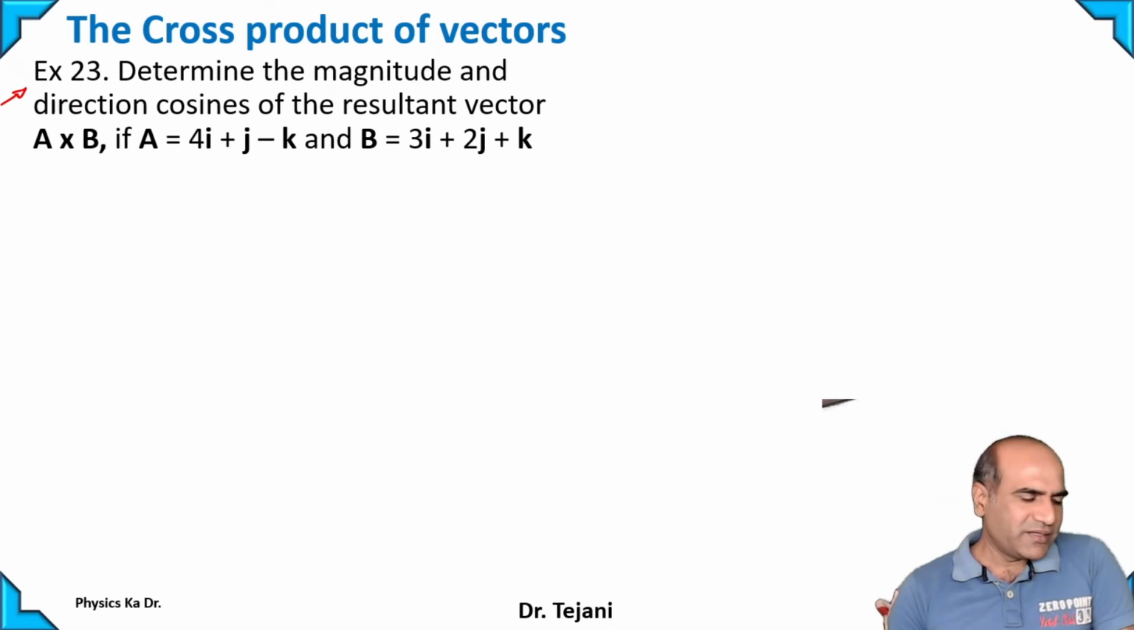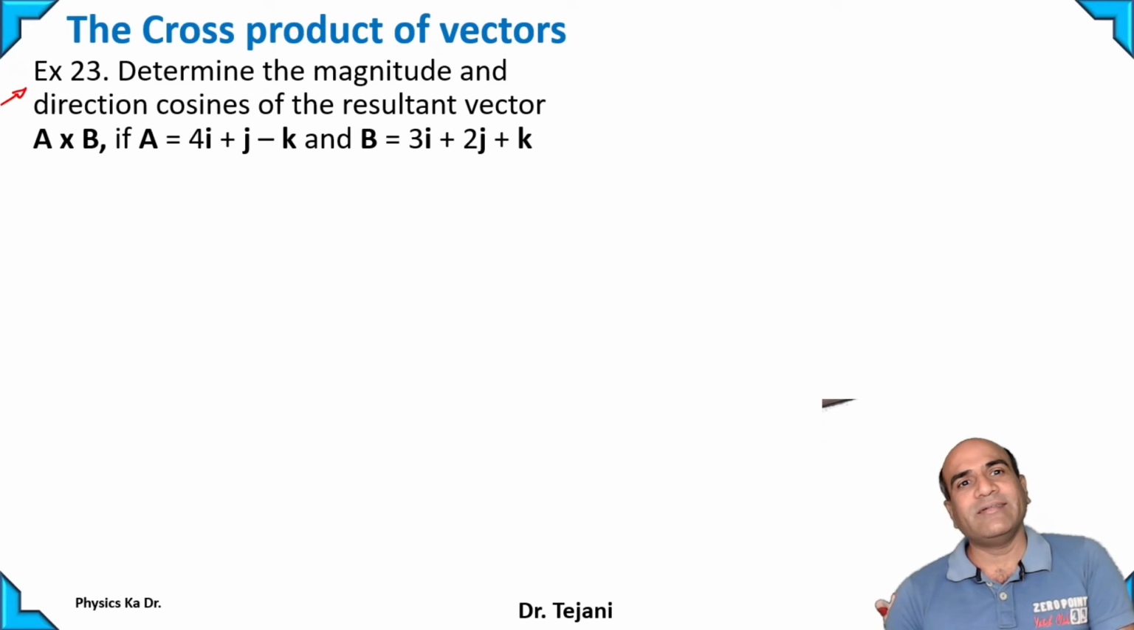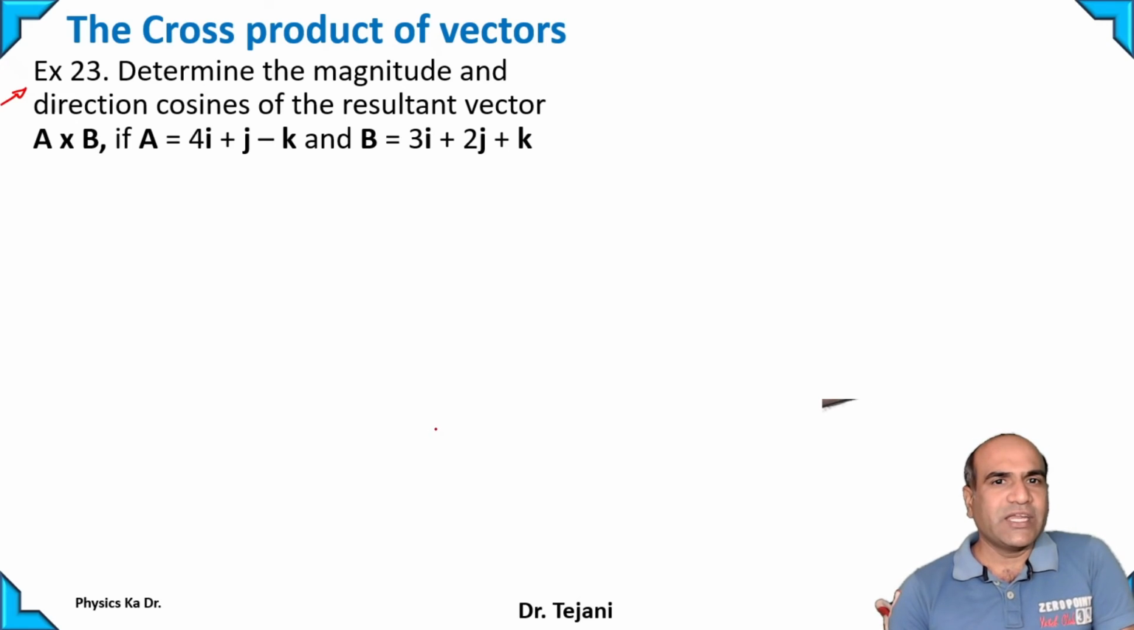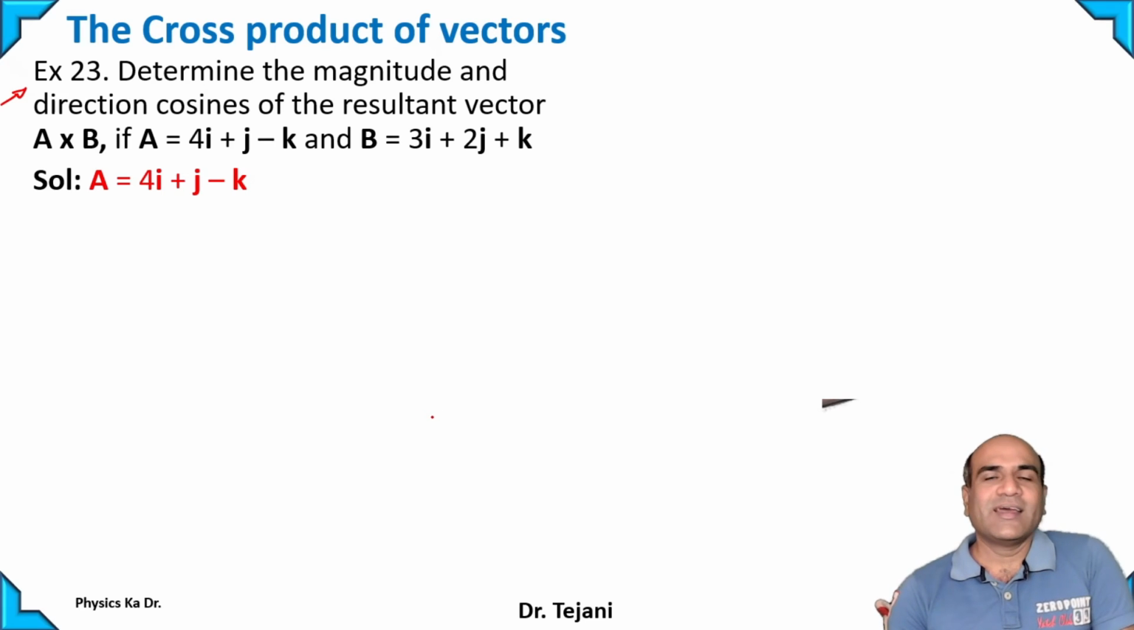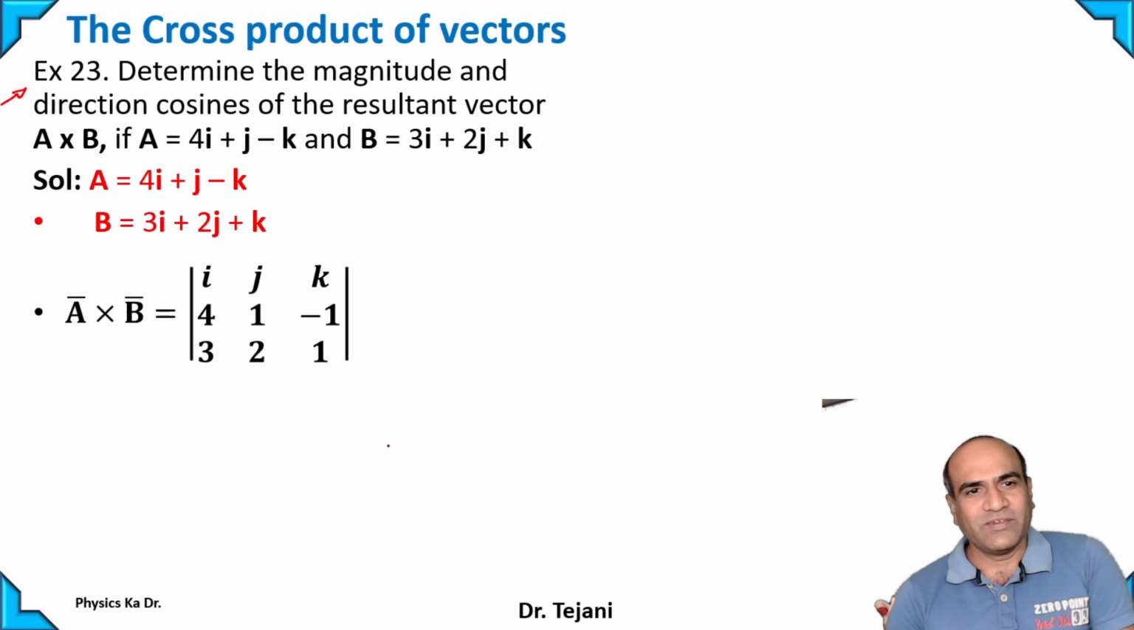Example number 23. Determine the magnitude and direction cosine of the resultant vector. So we need to get magnitude as well as direction. For that, A is given 4i plus j minus k and B is given 3i plus 2j plus k. I think you should pause the video here and first find the cross product A cross B. We know that A cross B is equal to i, j, k, value of A 4, 1, minus 1, value of B 3, 2 and 1. You cannot change this matrix, otherwise the answer will be wrong.